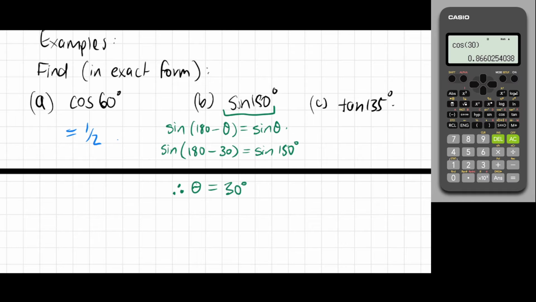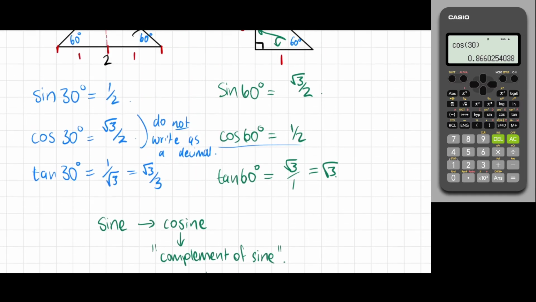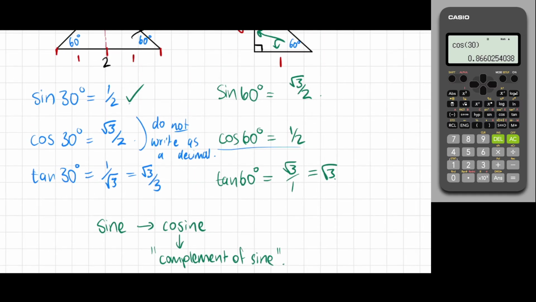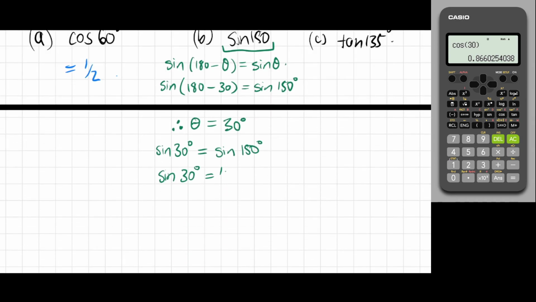Okay, now from here, we know that sine 30 degrees equals sine 150 degrees. So if I know what sine 30 degrees is, I know what sine 150 degrees is. So sine 30 degrees, okay, well what's sine 30 degrees equal to? Let's go back up and have a look. Oh, well that's easy, it's a half as well. Sine 30 degrees is equal to a half. So therefore, sine of 150 degrees is also equal to a half, okay? Because they're both the same, they're supplementary to each other. Sine 30 is supplementary to sine 150, okay?